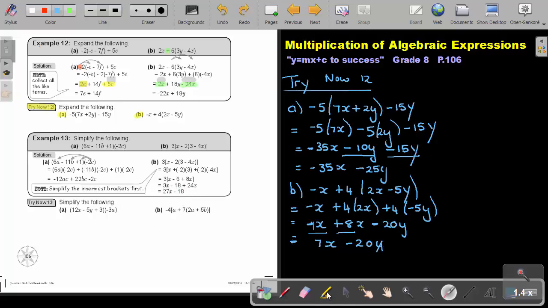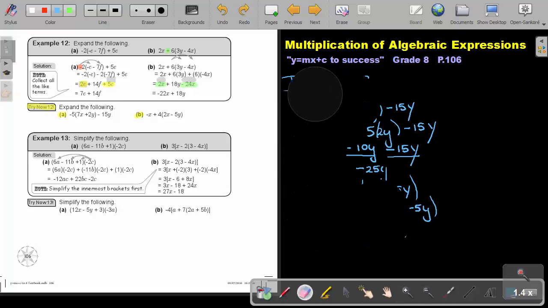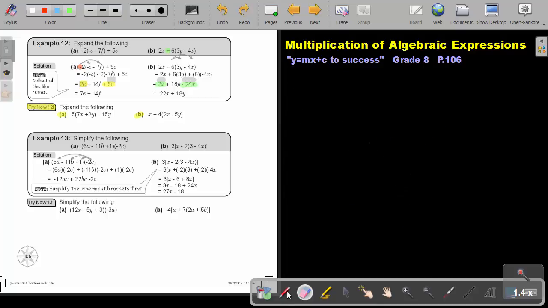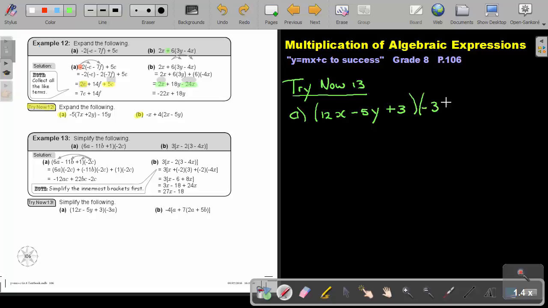Okay, let's look at the last two, more complicated sums. Let's just make space. Okay, we are at try now 13, and there is number A. 12x minus 5y. I'm going to leave it at the back, or maybe I must do this one differently and bring it rather to the front. Let's bring it to the front, just to do it a little bit differently, because I usually see students prefer it to be at the front.